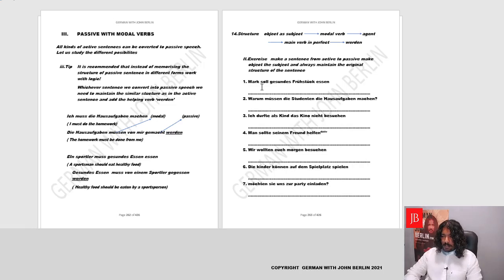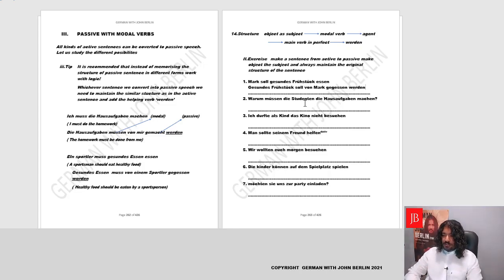So let's get started. Mark soll gesundes Frühstück essen. So in this, gesundes Frühstück is the object. Let's turn it to the subject. Gesundes Frühstück. Now the modal verb is soll. It will remain soll as well. It's third person singular. Gesundes Frühstück soll von Mark. And then comes the main verb essen in perfect. Gegessen. And introducing the helping verb for passive, werden. Gesundes Frühstück soll von Mark gegessen werden. Healthy food must be eaten by Mark.